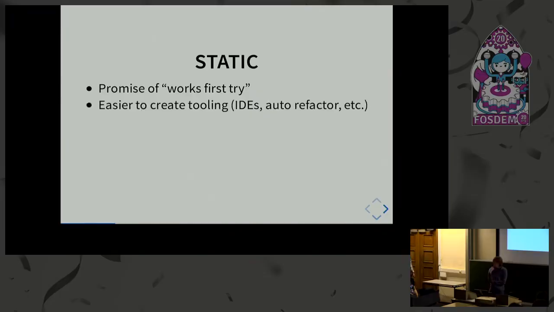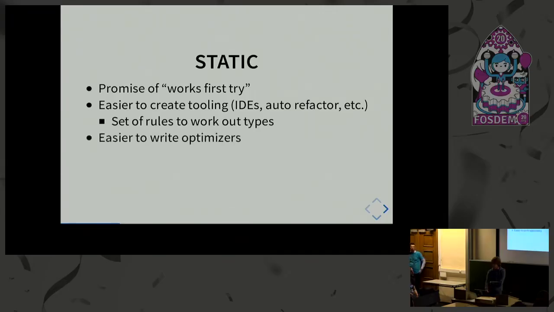It's easier to create tooling in static languages because your IDEs, your compiler, all of the different tooling for a language can agree on a way to work out the types of every variable. In Java, for example, it's very easy to work out the type of a variable because it's written right next to it almost all the time. That's another form of verbosity. It helps the tools, but it doesn't so much help the programmer. So you have a set of rules to work out the types.